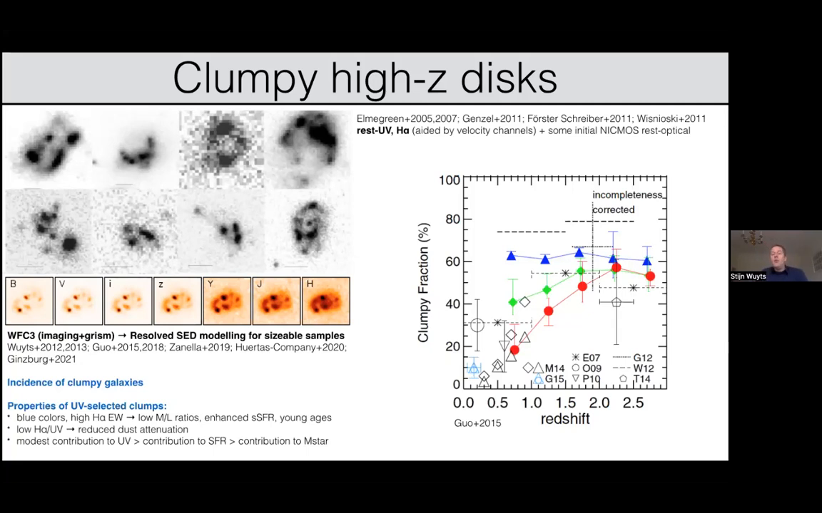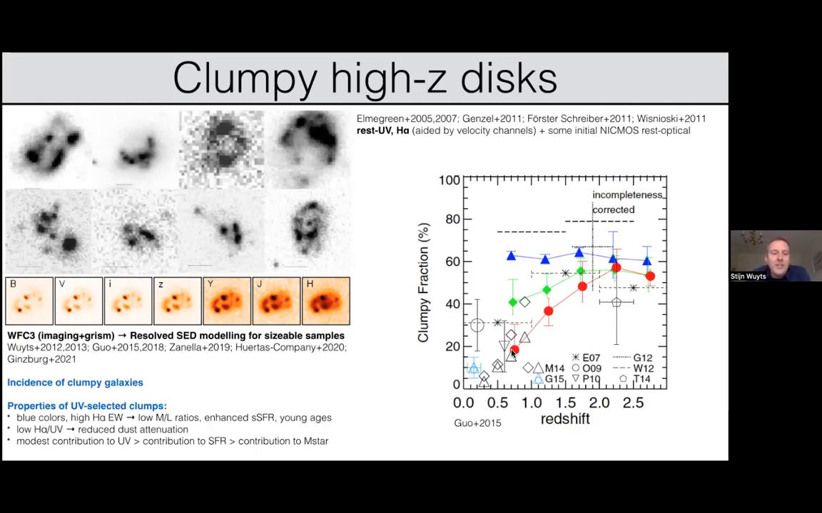First, the incidence, so what fraction of star-forming galaxies is clumpy. There's this work from Yicheng Guo, which showed that at low masses, this fraction is high and remains high over a wide range of redshifts. Whereas if you consider the more massive star-forming galaxies, as time progresses, the fraction of galaxies that appears clumpy like that is dropping sensitively.